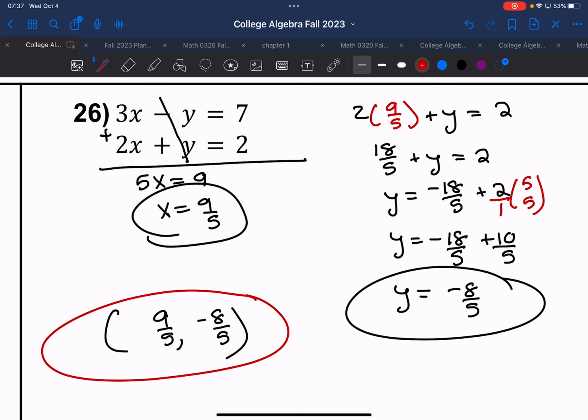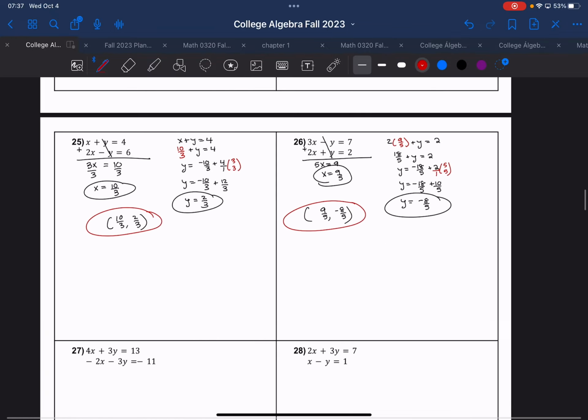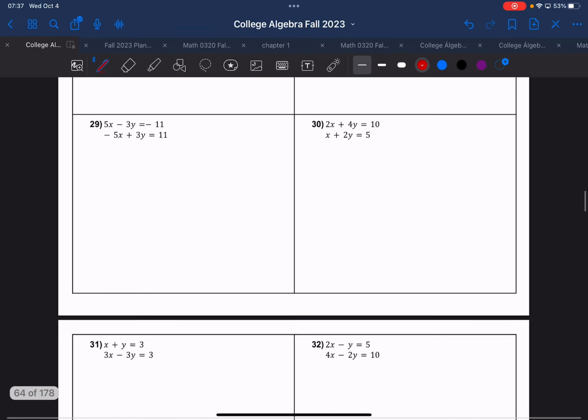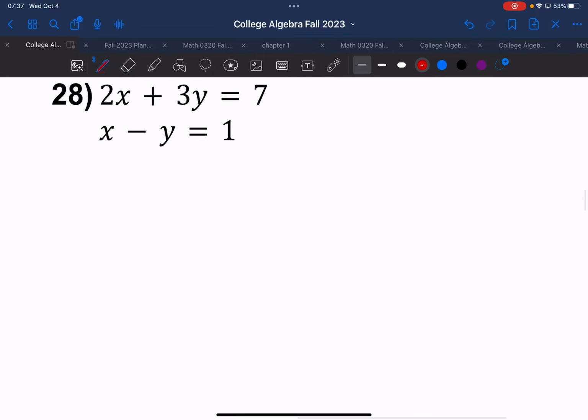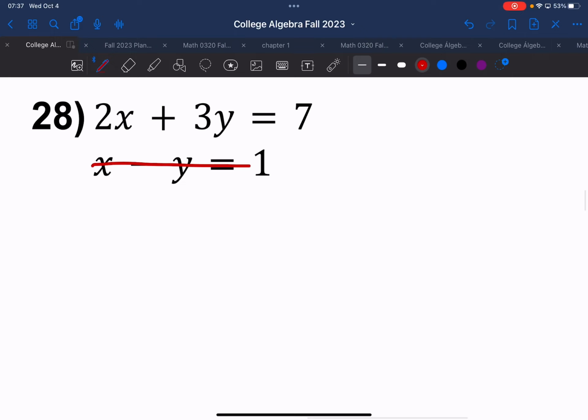Yes, sorry. So say they put one equation in slope form, and one is in standard form. Could you do it in slope form? Let me see if I have a problem like that. Let's look at 28. Let's say instead of this equation, this is negative y. Okay, so this is going to be y equals x minus 1, and then you have that top equation.